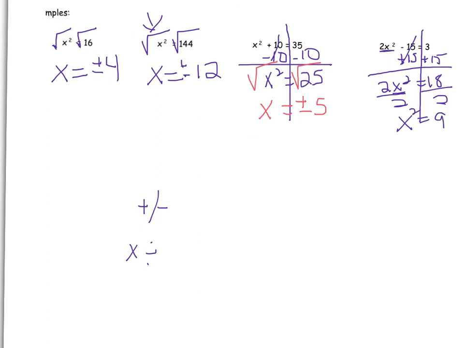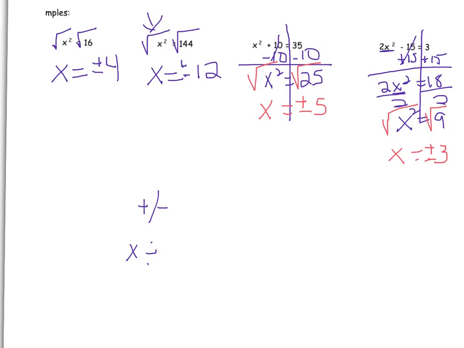Now I have the x squared on a side by itself, so I have to take the square root of both sides. The square root of x squared is x, the square root of 9 is 3, but we have to include both the positive and negative answers.